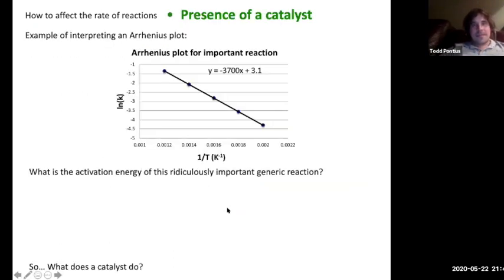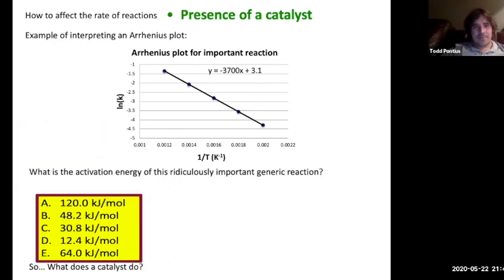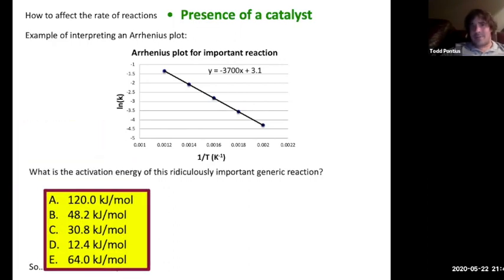So let's take a look at this Arrhenius plot for a really important reaction. What is the activation energy of this ridiculously important generic reaction? Well, we've got a graph and there's this information that's thrown at us. What can we do? All we have to do is look at the slope. Look no further to find the activation energy. So take a moment and see if you can use that information to figure it out. I'm going to pause dramatically for 5 seconds so you can pause and figure this out.